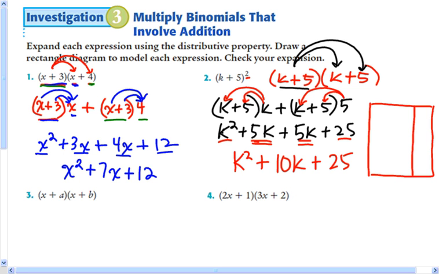Now my little rectangular drawing that represents what I did, both dimensions are exactly the same, so the whole thing is really a square. And so I have k plus 5 on both, and this part again is k squared. This little part down here is 5 by 5, which is 25. And this area here is 5k, and this area is 5k. All right.